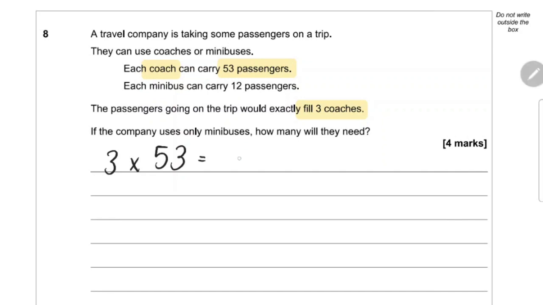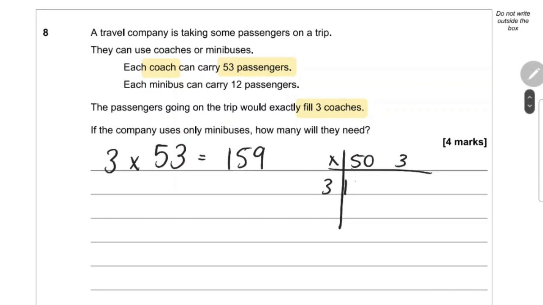So that's going to be 100 and... no, it's not. Let's use the grid method. It's going to be 159. But let's do that using the grid method to make it really clear. So we've got 53 times 3, so we've got 150, and then we've got 9, so we're just going to add those squares together.